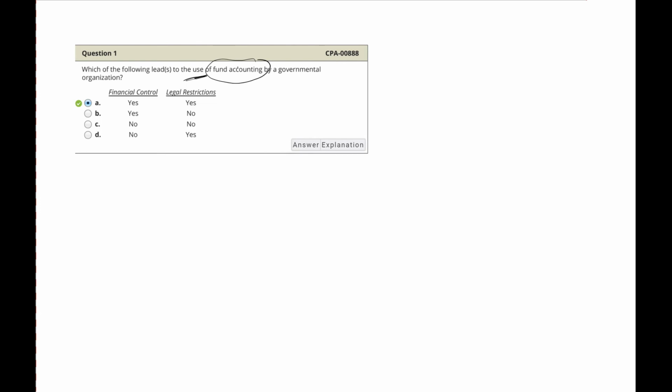And another reason for fund reporting is of course legal restrictions, because if there is any legal requirement or any minimum disclosure requirement, governmental units must fulfill those requirements, because they are accountable to the public. So both of them lead to the use of fund accounting by governmental organizations: financial control and legal restrictions.